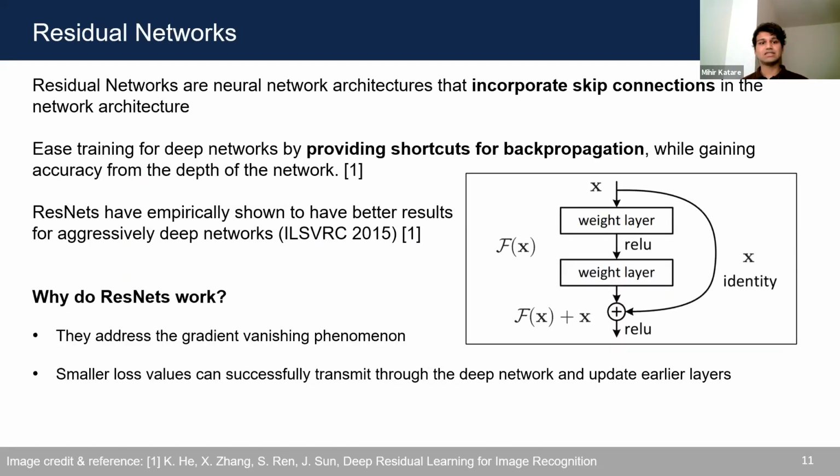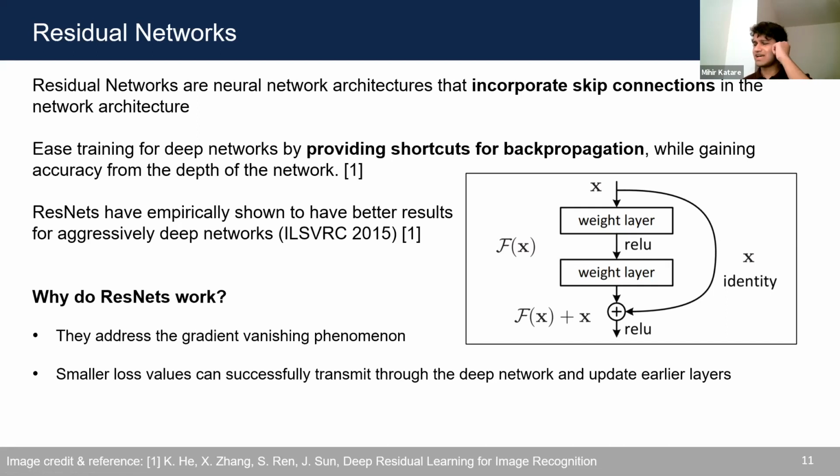So we looked at the architecture known as residual networks. These are architectures that incorporate skip connections in the neural network. So these basically ease training by providing these shortcuts, or you can think of them as short circuits, for the gradients to actually pass through and update all of the layers that are present in the network. And we've also seen that these ResNets actually have very good empirical results on very aggressive deep networks. For example, the image recognition competition in 2015 was where this was actually invented, and it pretty much blew every single other architecture out of the water.